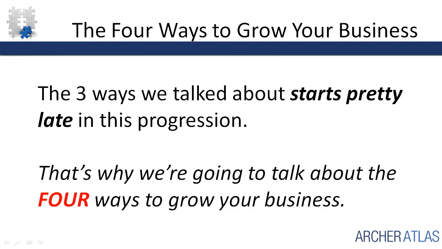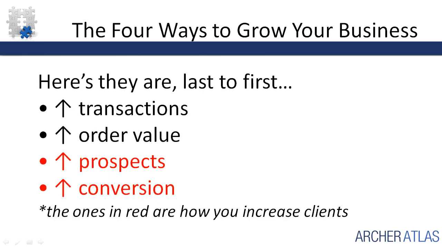Okay, so the 3 ways we talked about start pretty late in this progression. Remember, it starts with getting more clients. Now that's the reason why I make the distinction of having 4 ways to grow a business. That said, here they are from last to first. Number 4, increasing the number of transactions or orders a client makes. Number 3, increasing clients' average order value. And now, unlike with the 3 ways to grow a business, where we'd have increased the number of clients, we'd split that into 2 distinct ways. Increasing the number of prospects and increasing the conversion of prospect to client. Increasing either one or both increases the number of clients.